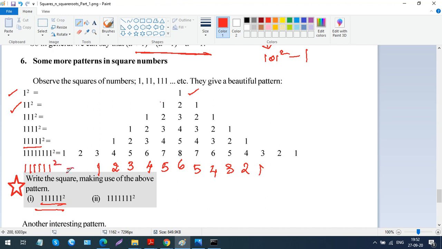Understood? So you'll have to count the number of ones and write that number in the middle. Here you see how many ones are there, 1 2 3 4 5 6 7, right? So you will write 7 in the middle, then 6 5 4 3 2 1. This side it's going to be 6 5 4 3 2 1. Understood? That will be the answer for this.